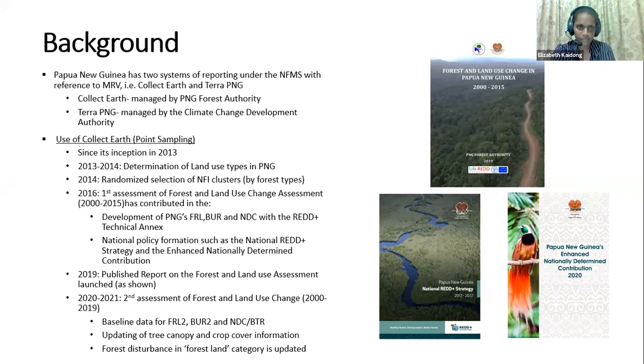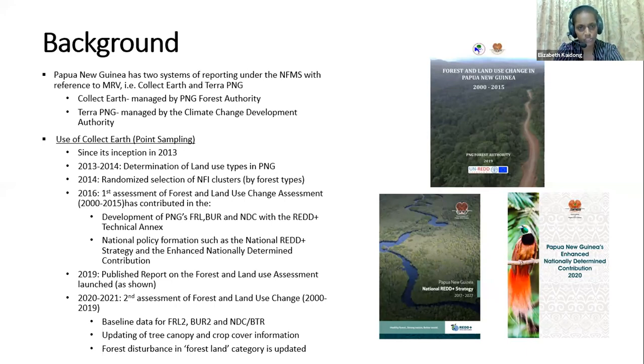You will notice that since the Open Forest tools were made available, PNG started using them way back in 2013, which allowed us to determine the different land use and forest types that we have. As the years went on, the tool Collect Earth was improved, and we were fortunate to be part of the improvement of the tool itself. Based on the improvements, we were able to do assessments like the forest and land use assessment, which we have published. We did an assessment for a 15-year period from 2000 to 2015. This was only launched in 2019.